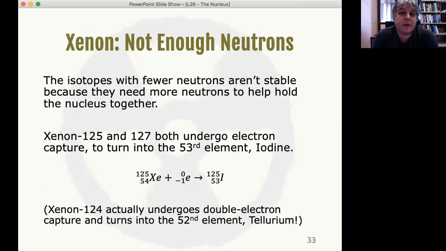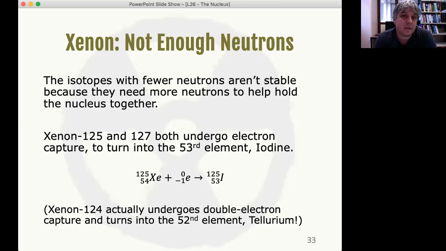The isotopes with fewer neutrons aren't stable. They will undergo alpha decay and emit a couple of protons in the form of a helium nucleus. So 125 and 127 both undergo electron capture to turn into the 53rd element, iodine. Xenon 124 actually undergoes double electron capture. So in that case they actually won't. I misspoke when I said they'll capture and emit an alpha particle.